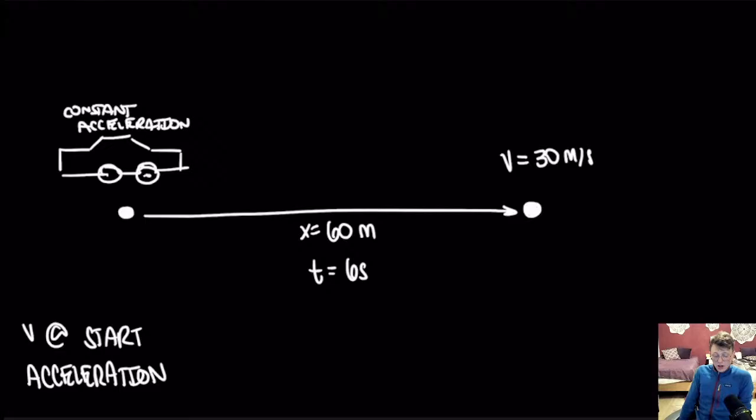So here's what we have, right? We have a car. It's accelerating with constant acceleration. It's going to come over here, and its velocity at the end is going to be 30 meters per second. We have an x equal to 60 meters. So from this point A to this point B, we have gone 60 meters, and we have a time here of 6 seconds. So to go from A to B, it was 60 meters, and it took us 6 seconds. And at the very end, we're going to end up at a velocity of 30 meters per second.